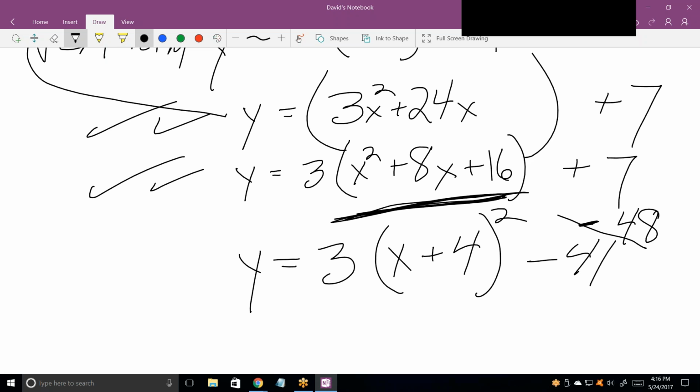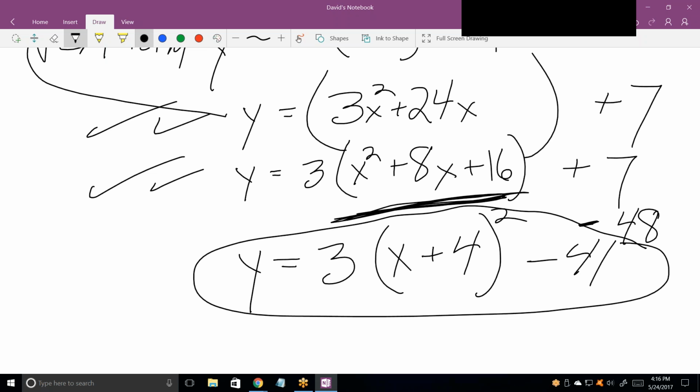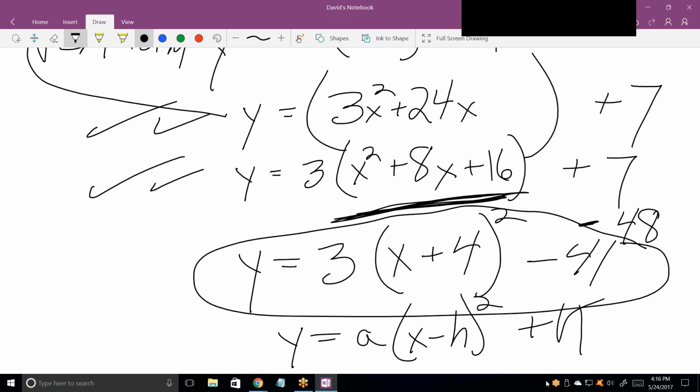Now, look what we have. We have it in perfect Y equals a times x minus h squared plus k. So tell me what the vertex is. The vertex is going to be 4. What's h? 4. H is the x coordinate.